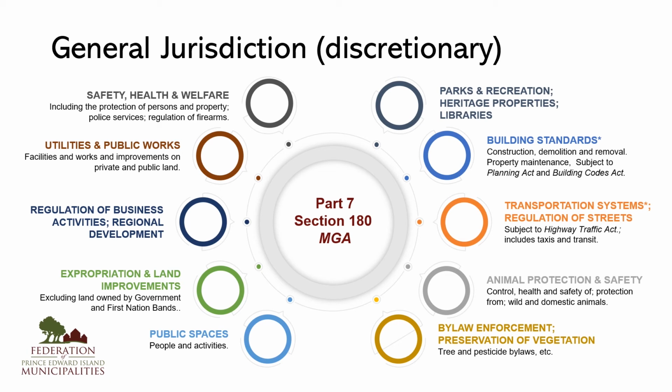So this includes things like utilities and public works, regulation of business activities, regulating people and activities in public spaces, getting into control and regulation around building standards, and of course any activity that municipalities do in this area is subject to other acts, including the Planning Act and Building Codes Act. The municipality may get into regulation of streets and transportation systems, animal protection and safety, and areas around preservation of vegetation, heritage properties, and parks and recreation.